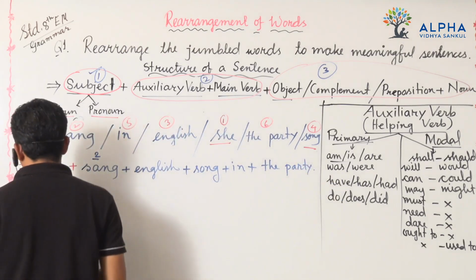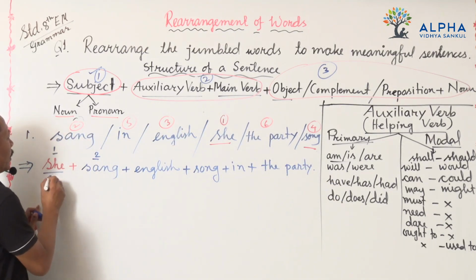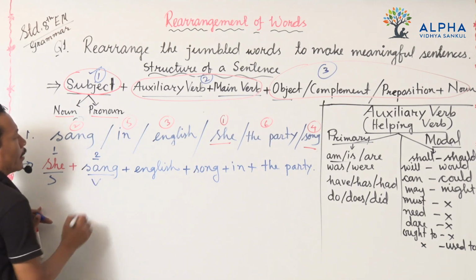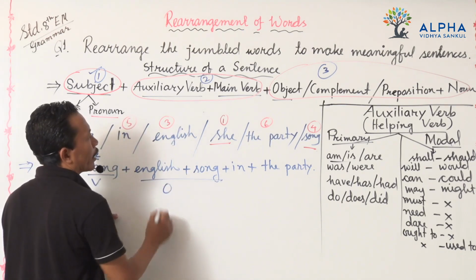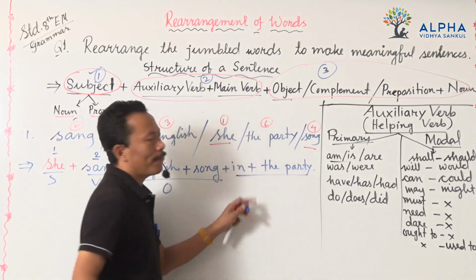Here, first of all, students, this is the subject and this is the verb, and this is very important. English song is the object. In the party is a prepositional phrase. Okay.